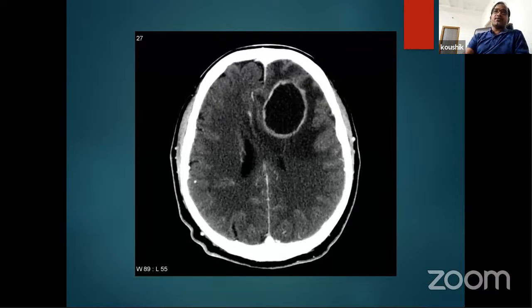Usually, in case of cerebral abscess or any infective lesion, the vasogenic edema is more than the lesion. The lesion will be of some significant size, and the edema is more than the lesion, what we expect.